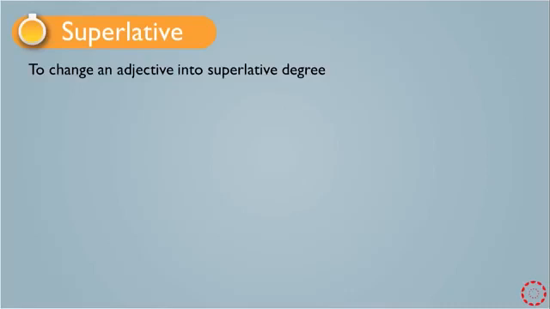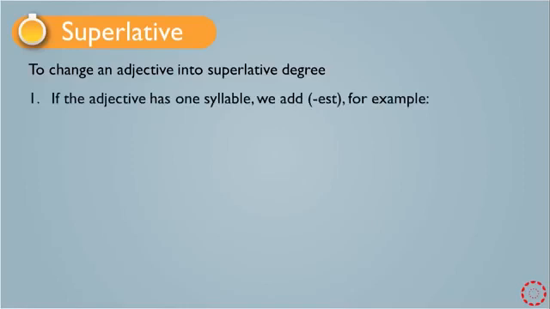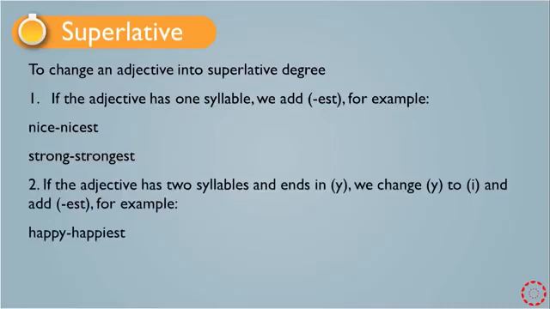Okay, now to change an adjective into superlative degree. Listen. If the adjective has one syllable again, we add est. In comparative degree, we added er, but now we add est. For example, nice, nicest. In the comparative degree, we said nicer, but now we say nicest. Strong, strongest. If the adjective has two syllables and ends in y, we change y to i again and add est. For example, happy, happiest. And lucky, luckiest.